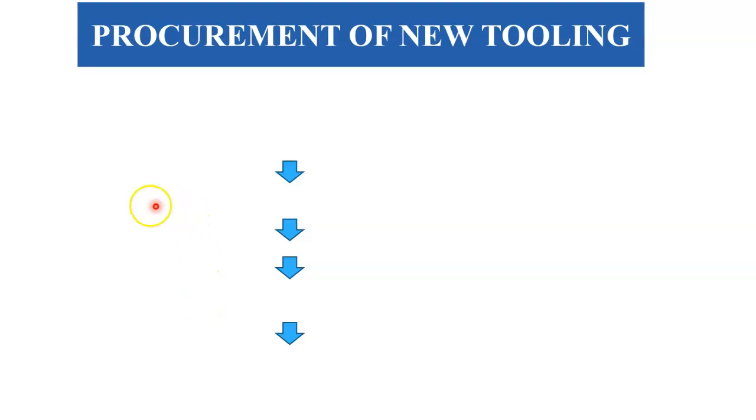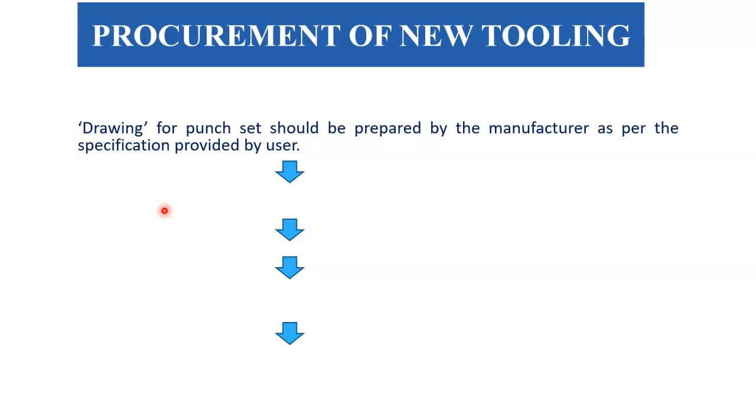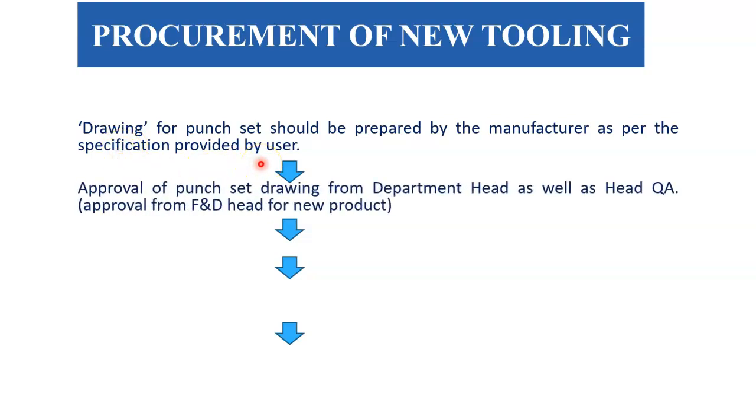First is the procurement step of new tooling. We will discuss it through this flowchart. First is the preparation of drawing. The drawing is prepared by the manufacturer as per the specification provided by the user. Then approval of drawing. The drawing is approved by the department head and QA head. In case of a new product, the drawing is also approved by the F&D head.